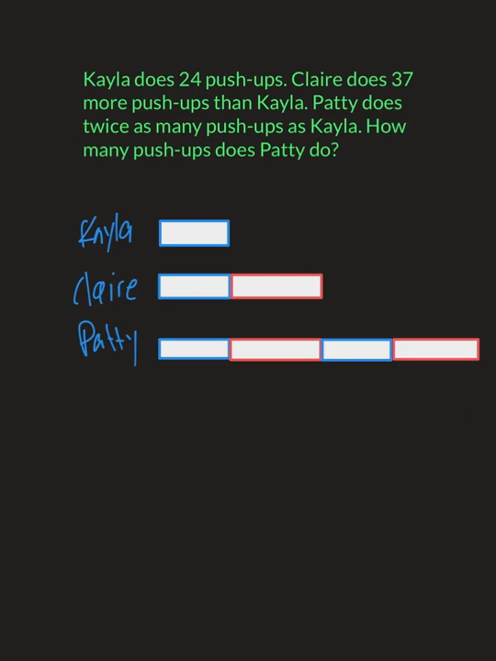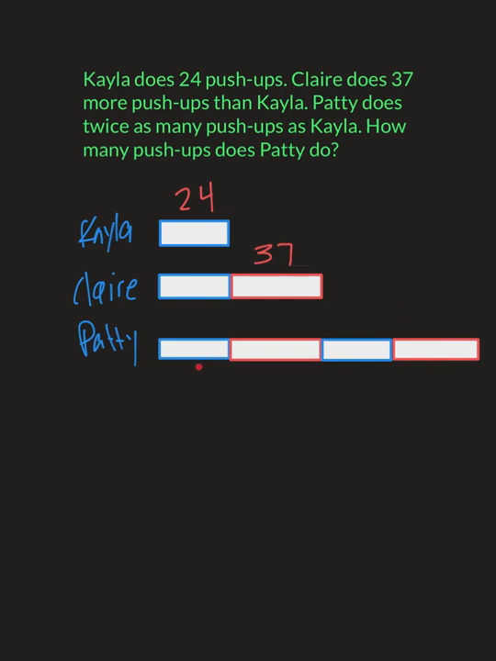So it says Kayla does 24 push-ups. Claire does 37 more push-ups than Kayla does. So I kind of added for Kayla's tape diagram this extra 37 here, in addition to the 24 that she already has. And then Patty is a little trickier because Patty has twice as many as Claire. So I've got all of what Claire has, and then I've got twice that. So I've got the same thing again here.